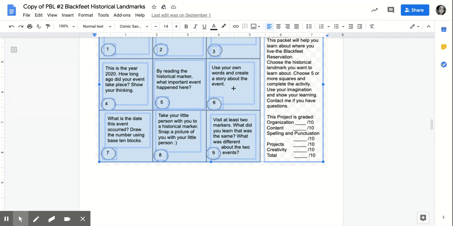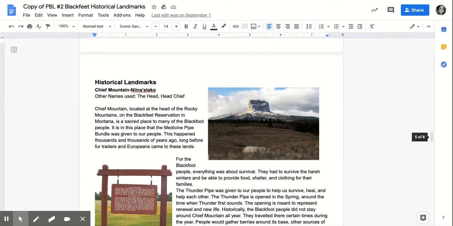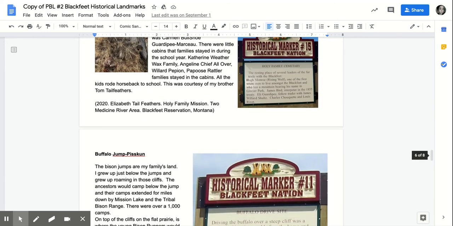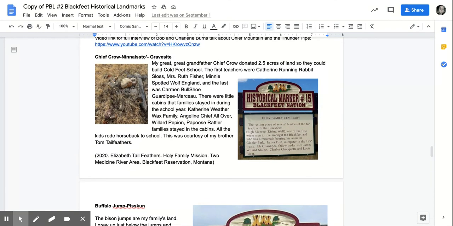Another activity you can do is to use your own words and create a story about the event. So you wouldn't copy the event, but like say you read the story of Chief Crow's gravesite. You would read it, or you would have a family member read it to you. And then here's the marker right here. And then you would just tell in your own words what happened. Like you wouldn't copy this, but you would tell in your own words what happened there.